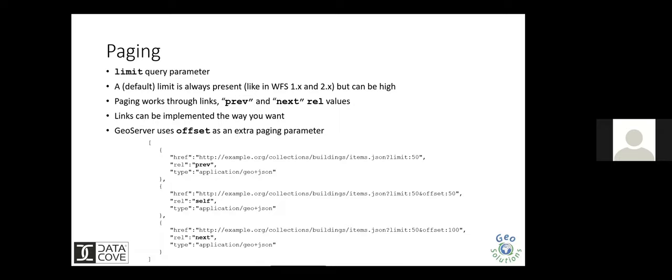Further typical relations would be previous and next. These allow for paging. And you also see in the string how, with the limit and the offset, you could manually compose this, but it's far safer to actually utilize the next links that will really get you to the next page of data.